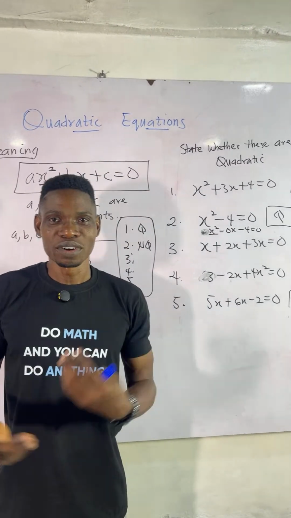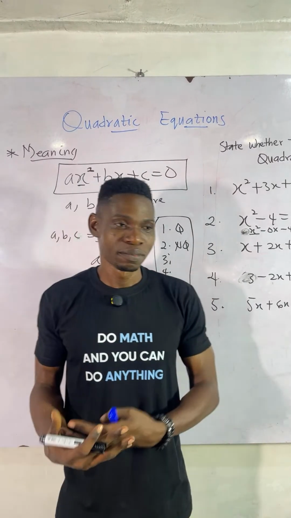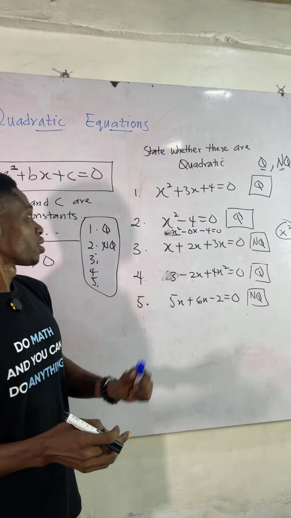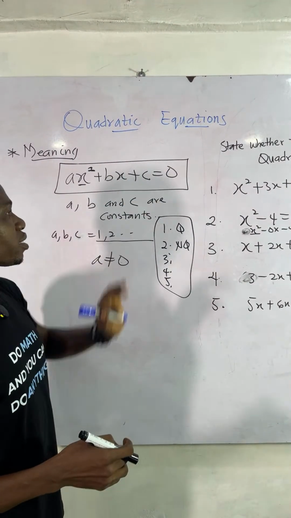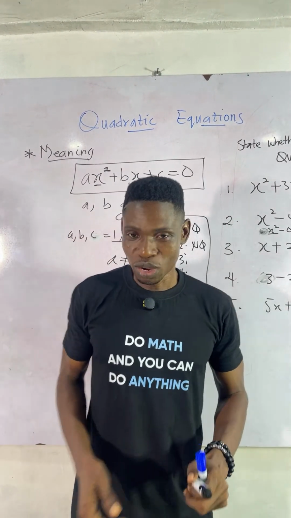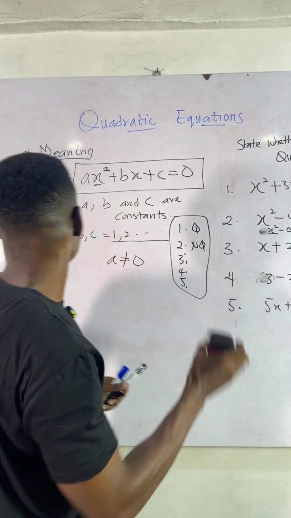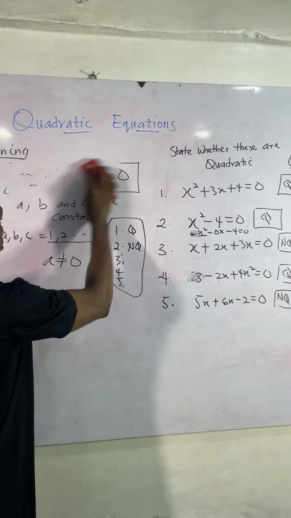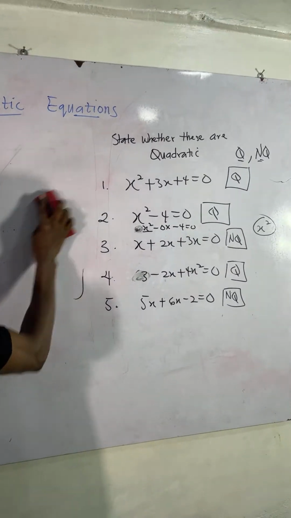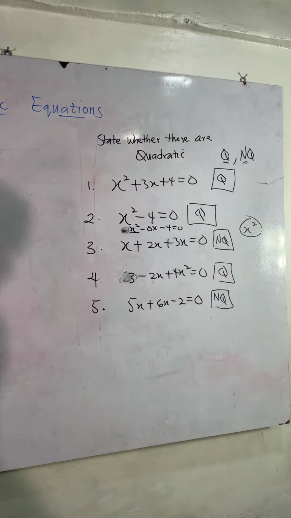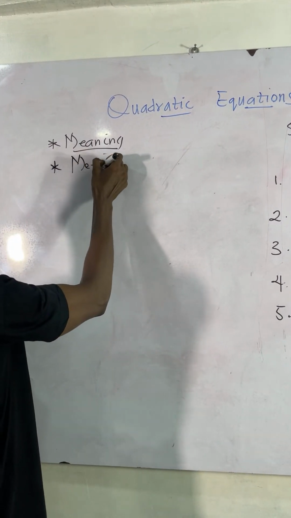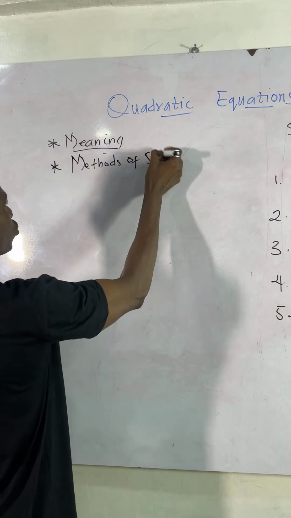So I believe you now know what a quadratic equation is. 1, it must have a highest power of 2. And it looks like this. So I believe you understand what a quadratic equation is now. So now let's look at our second point. So we move to methods of solution.